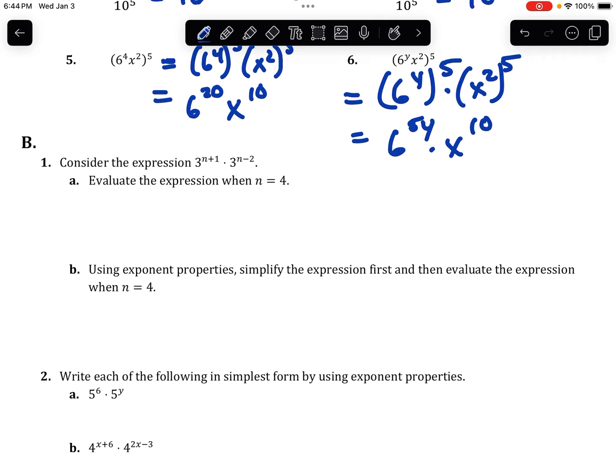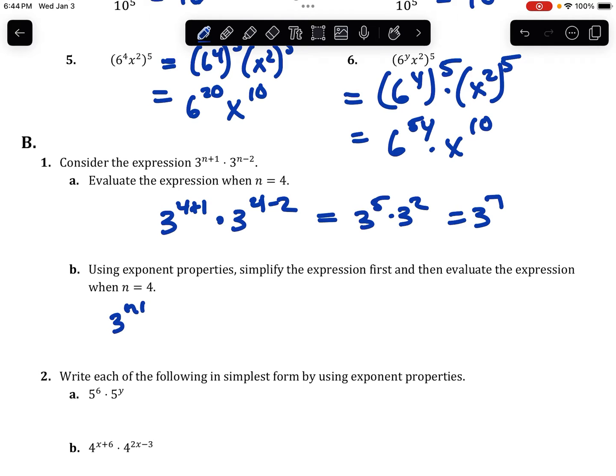For this part, all we're trying to get at is that we can do things in different orders. If we're trying to plug in 4 for n, you could do 3 to the 4 plus 1 times 3 to the 4 minus 2, and that equals 3 to the 5th times 3 to the 2nd, which is 3 to the 7th. Or we could say, well, we know they both have the same base, and when you multiply with the same base, we just add the exponents and keep the base.